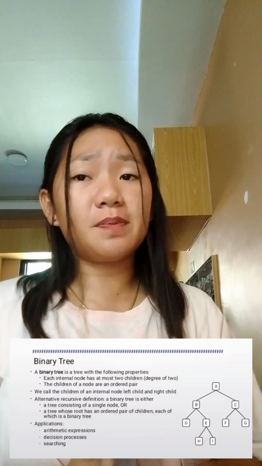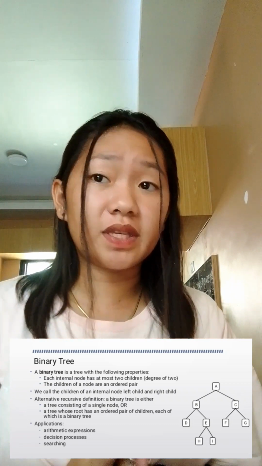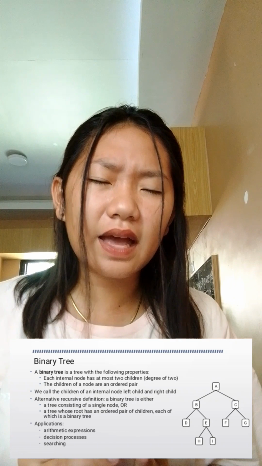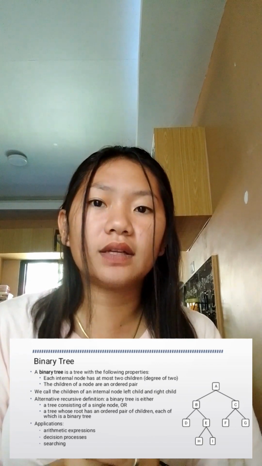Now let's proceed to swim deeper into the binary tree. So what is a binary tree? A binary tree is a tree with the following properties. Each internal node has at most two children, degree of 2. The children of a node must be an ordered pair. We call the children of an internal node the left and the right child. An alternative recursive definition: a binary tree is either a tree consisting of a single node, or a tree whose root has an ordered pair of children, each of which is a binary tree.